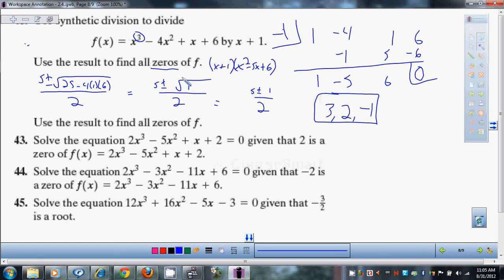43, 44, and 45 are going to work the exact same way, except we don't have to flip the sign because they didn't give us a factor. They just went ahead and gave you the actual number itself, the actual root. So you can just plug that number straight in without having to flip the sign. That's all you have to do. Yes. That's all you have to do on that one too. Find the zero. Divide one of them out, use quadratic.